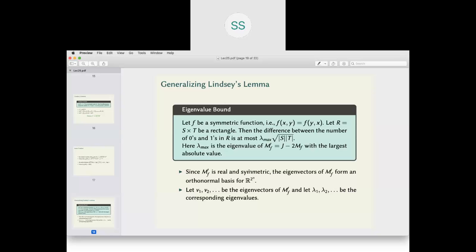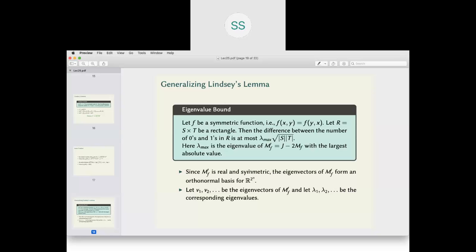true? Why is this correct? Since MF dash is real and symmetric, the eigenvectors of MF dash form an orthonormal basis for 2 power n dimensional space. This is a fact that follows from linear algebra. At the end of today's lecture, I have 2 slides that give part of the reasons for this, but not the entire thing, but at least for you to get an idea. You may have seen it in some linear algebra course, but I'll just give you a brief idea. But for now, let us move ahead with this proof.